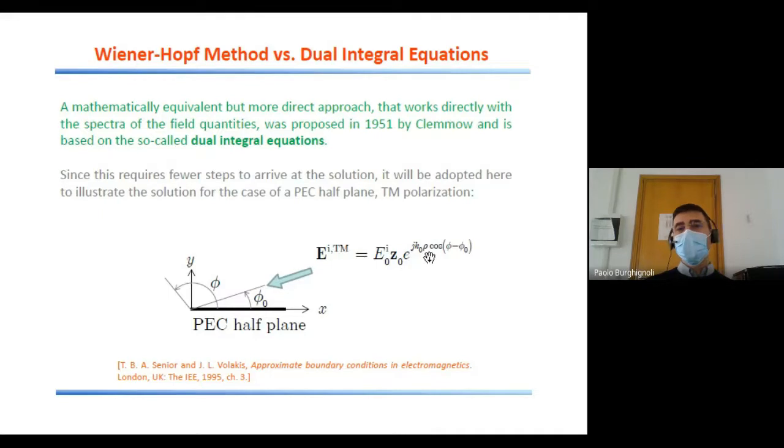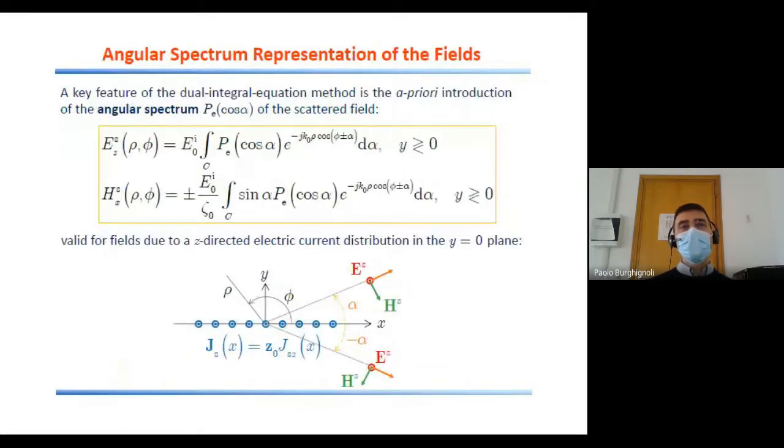As before, is the distance of the half plane. The key feature of the dual uses a priori a particular representation of the field, which is known as the angular spectrum, so that we write the scattered field, the electric and magnetic fields in particular, the only component, the Z component of the electric field, and the X component of the scattered field, magnetic field.